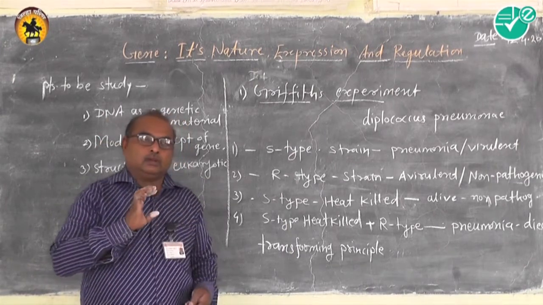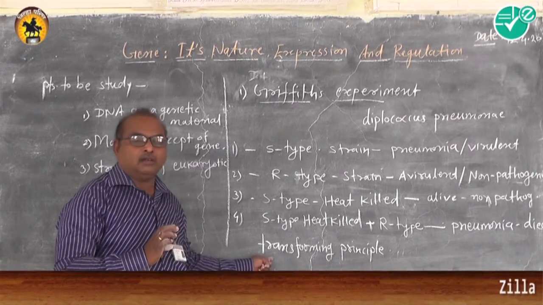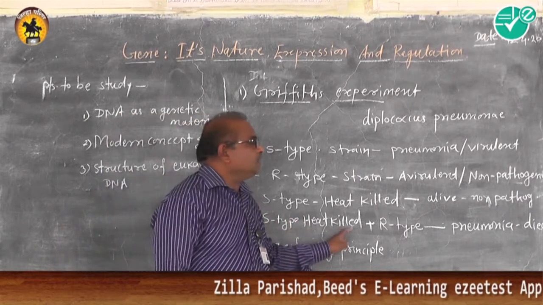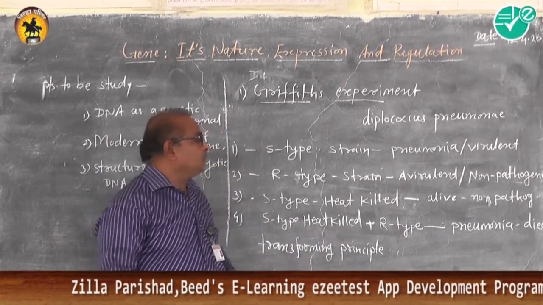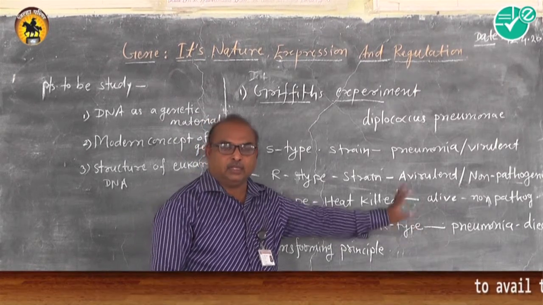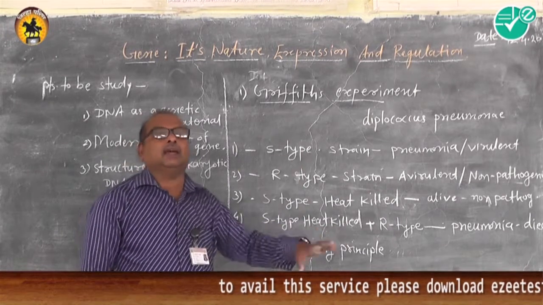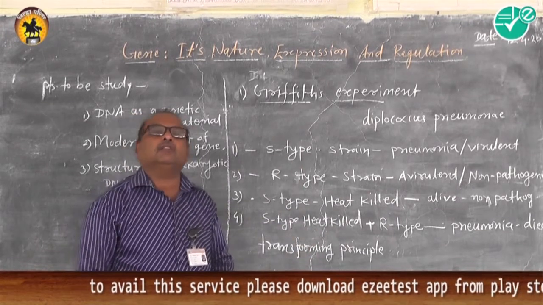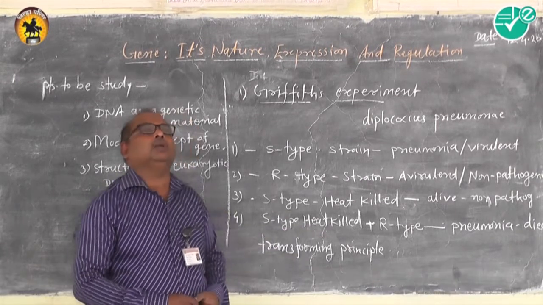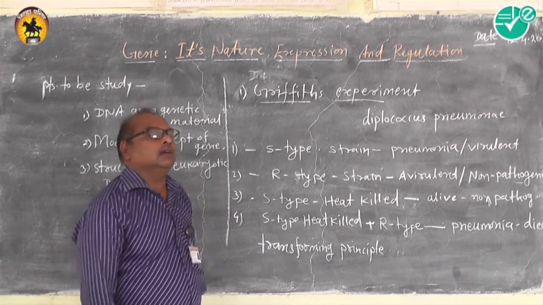Griffith did not perfectly give the solution of what the transforming principle is, but he told that in this mixture a change will be observed, and the mouse suffered from pneumonia and finally died. He concluded that something is there which is transforming one strain of the bacterium into another form, and that something is the transforming principle.